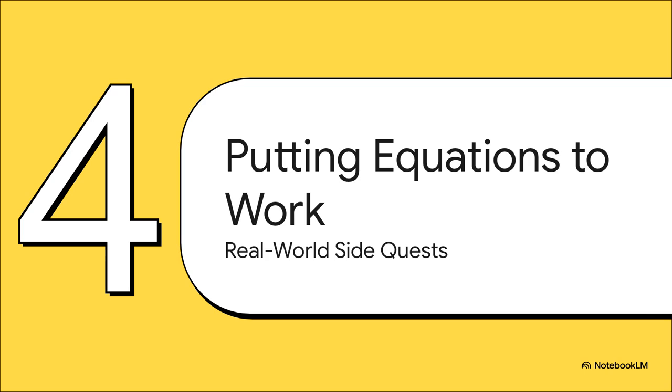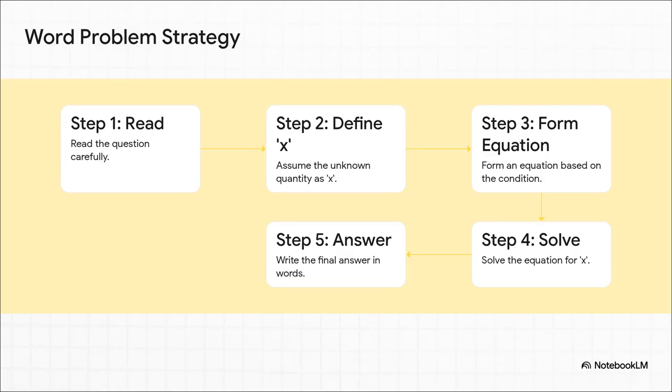We're going to test out your new abilities with a few side quests, which is just a cooler name for word problems. I know. Word problems can feel like the final boss battle for a lot of people, but they're not so bad if you have a strategy, a game plan. Just follow these 5 simple steps. Read it, figure out what the mystery number is and call it X. Translate the words into an equation, solve it just like we've been doing, and then, and this is important, state your final answer in a sentence.